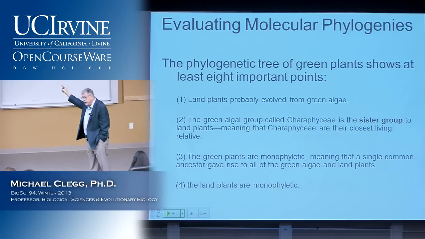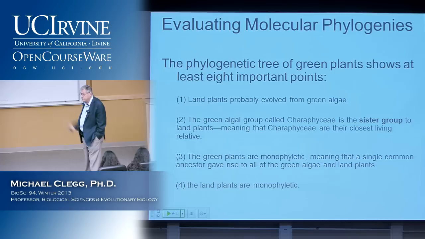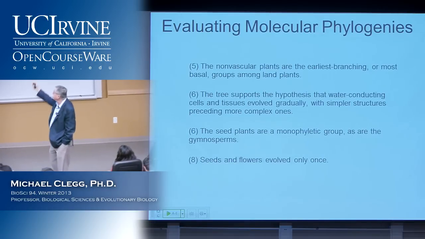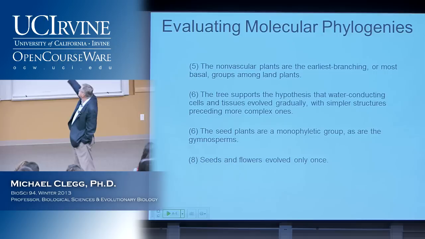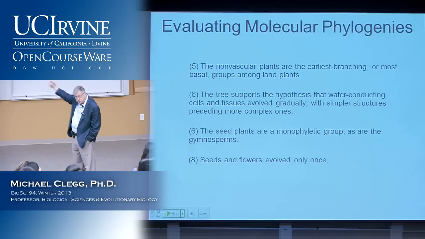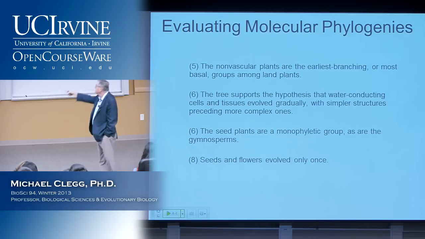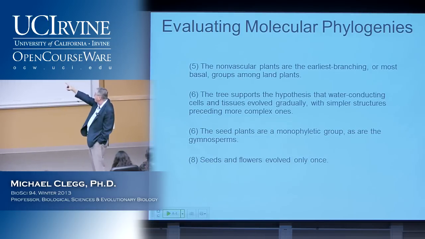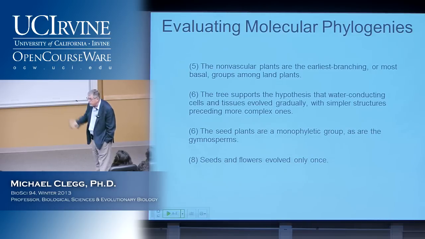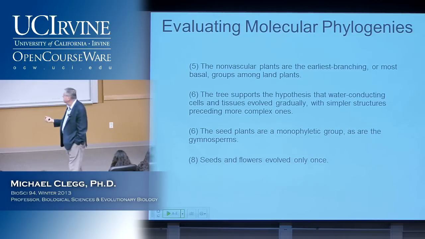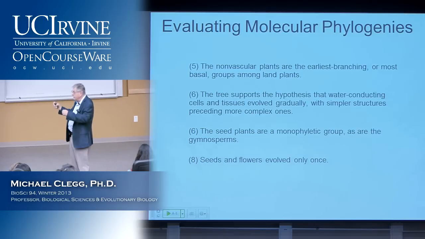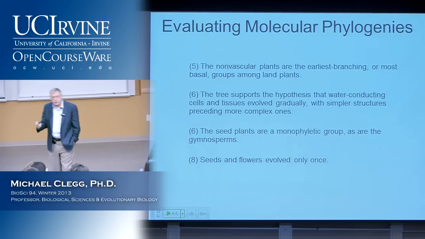They tell us that the green plants are monophyletic, meaning that a single common ancestor gave rise to all land plants. And they tell us that the earliest branching of land plants were the nonvascular plants, which is consistent with the fossil record. In fact, the tree supports the hypothesis that water-conducting cells and tissues evolved gradually, and we'll see this more. The seed plants are within land plants. Seed plants are also monophyletic, and seeds and flowers evolved only once.